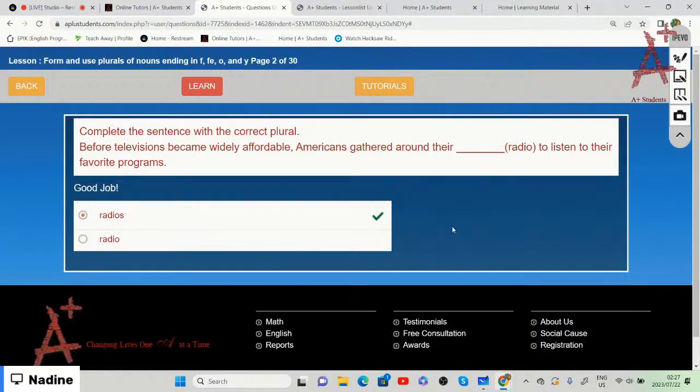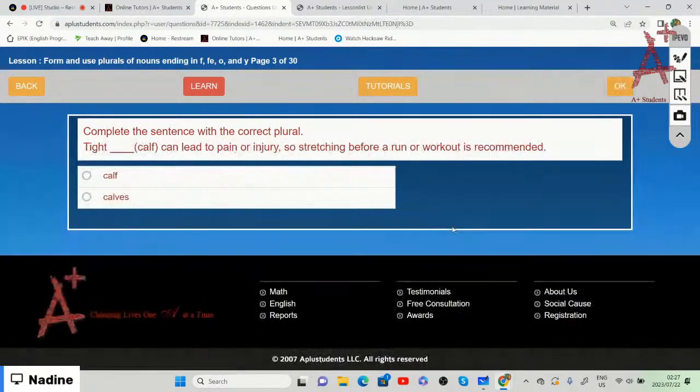Radios. So if you have radios, then well done. Tight calf can lead to pain or injury, so stretching before a run or workout is recommended. So calf, we need to change that word into a plural form. One calf, many calves, right?